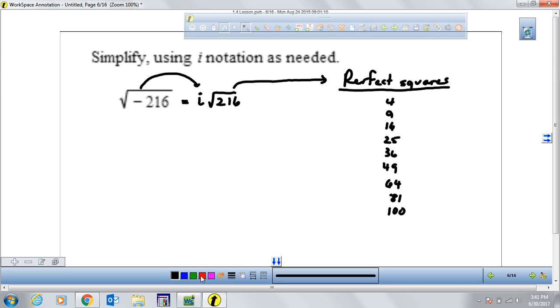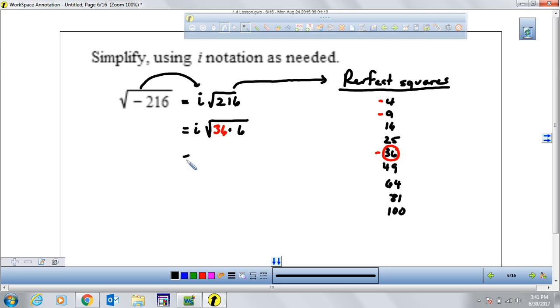Now, if you think about it, there's only a few values right here that can be divided into 216. Mainly 4 can be divided into 216, 9 can be divided into 216, but also 36 can be divided into 216. Remember that we're supposed to use the highest possible factor. So in this case, this is what we're going to get. i times the square root of 216, which is going to be broken down into the square root of 36 times whatever gives you 216, which in this case is 6.